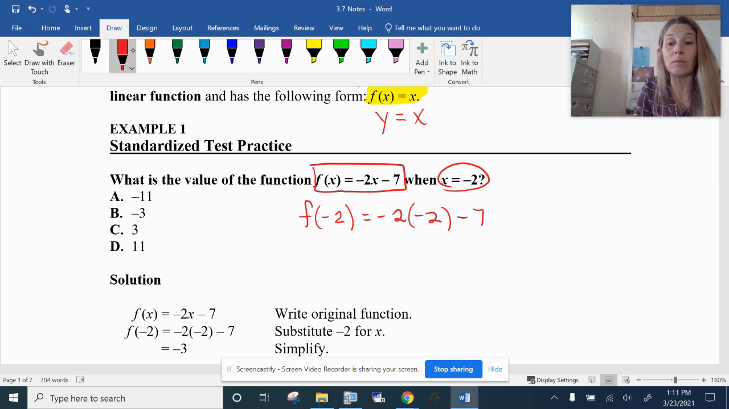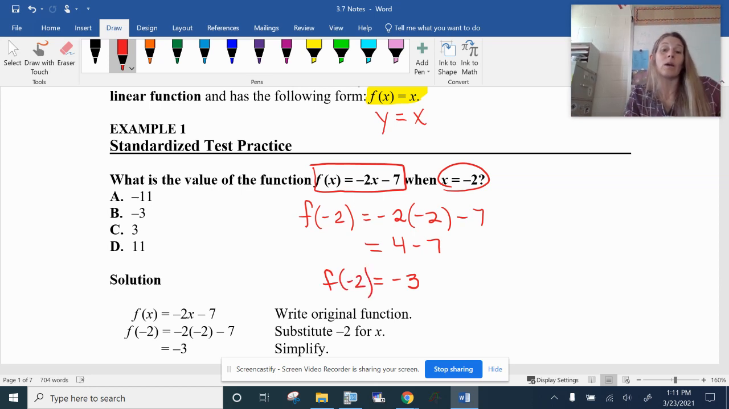So negative 2 times negative 2 is positive 4. Positive 4 minus 7 is negative 3. So that tells me that f of negative 2 equals negative 3. What does that mean? When x is negative 2, the y equals negative 3.